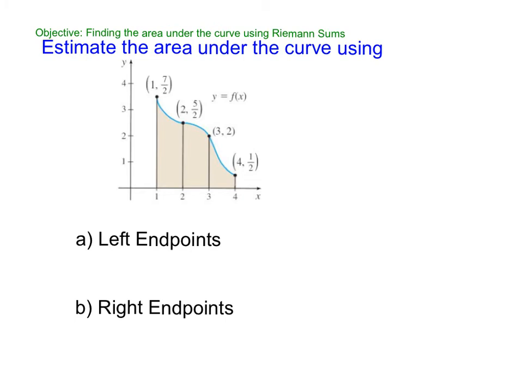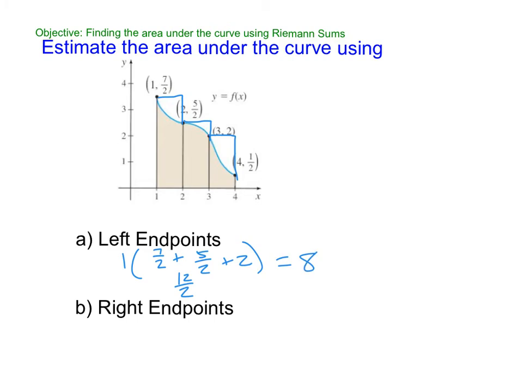So from the left, I'm starting at 1 and I'm making my left rectangle, left rectangle, left rectangle. Okay, so I have a width of 1, and then my heights are 7 over 2, 5 over 2, and 2. So let's see, that's 12 over 2, so 6 plus 2 is 8. So the answer is 8.